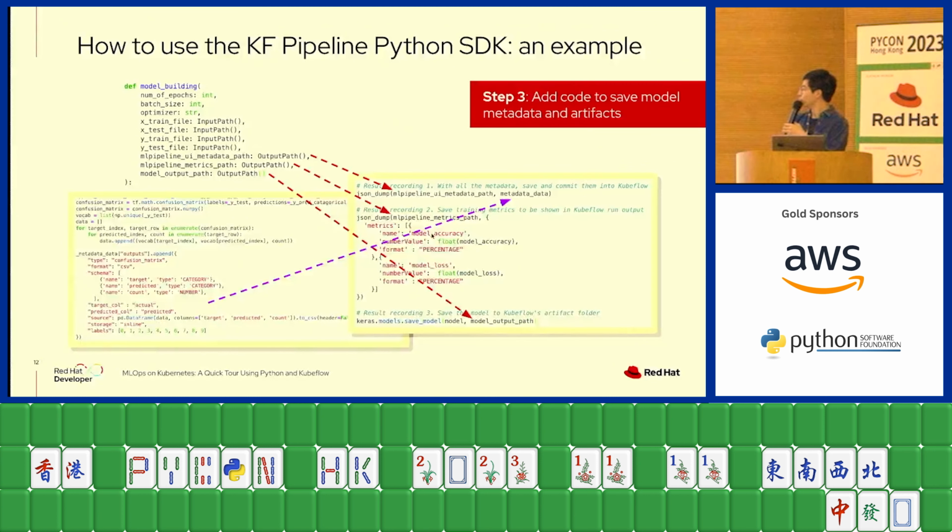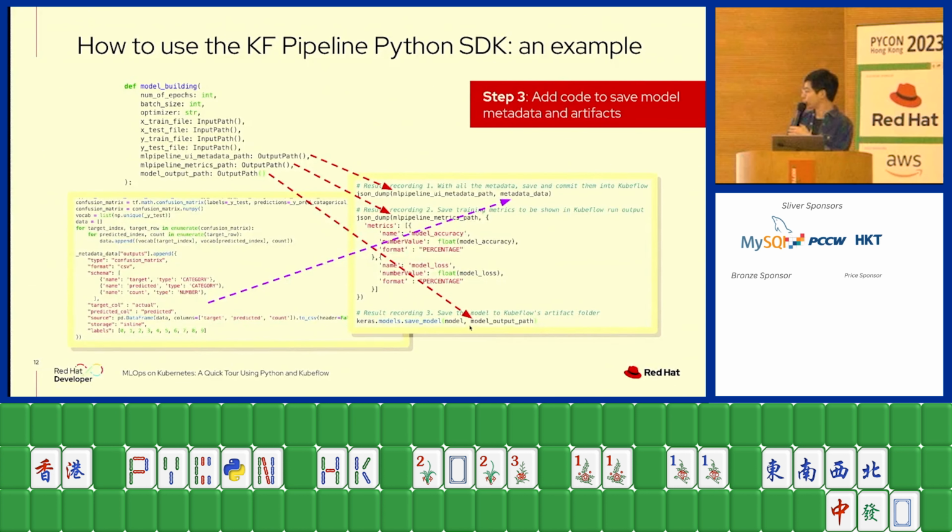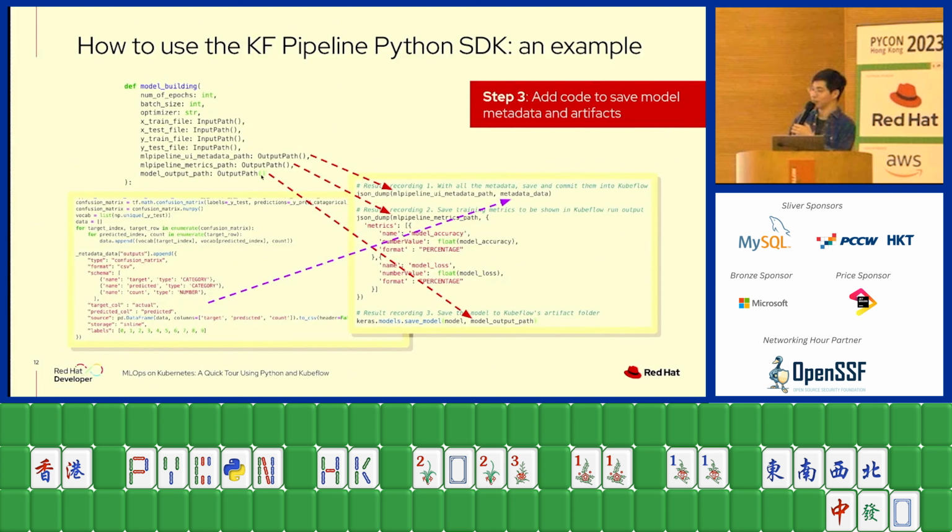Another thing is, for example, numerical values like accuracy and model loss. You can just feed in the float number, and the platform will display it. Or you can also save a file. For example, you save the model itself. You can use keywords here to save the model to the output path. This model output path corresponds to the output path object here.